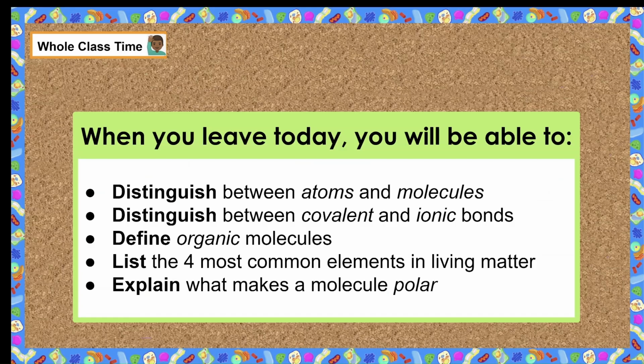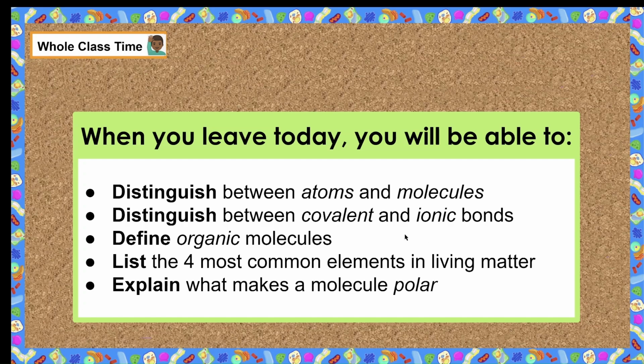Once we cover all this material, this is what I would like for you to be able to do. I want you to be able to distinguish between atoms and molecules, like what's the difference between an atom and a molecule. Distinguish between different types of bonds. There are two different types of bonds that we're going to look at today. One is called a covalent bond, and another one is called an ionic bond.